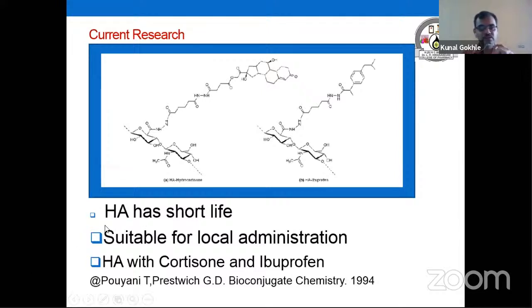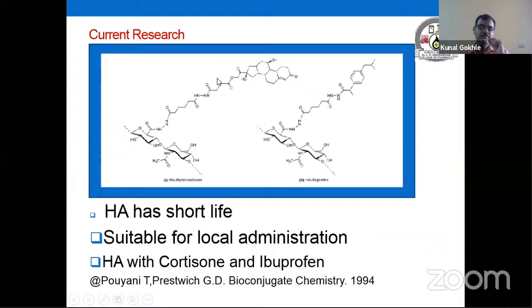So here the polymer itself has a short biological half-life. This property of the polymer is taken into consideration, and two drugs, cortisone and ibuprofen, are coupled with the hyaluronan for their suitable local administration. So this is how one particular property of the polymer that we generally consider a disadvantage, like a very short biological half-life, is challenging for us. But here the scientist has used that property of the polymer and converted the polymer system into a very effective delivery system for the drug.